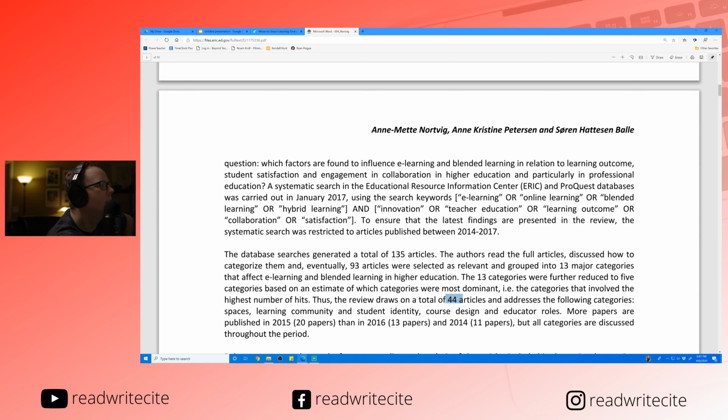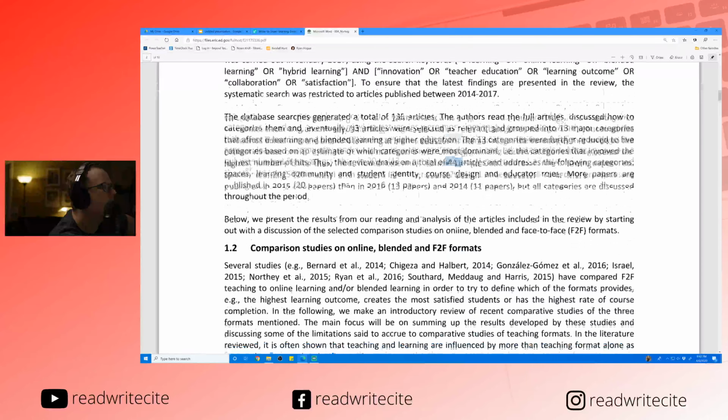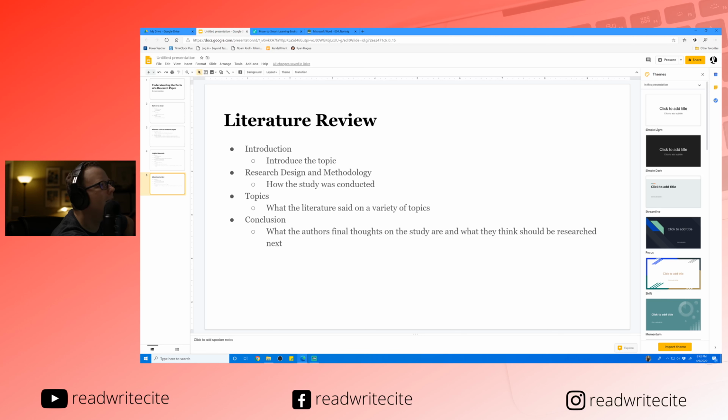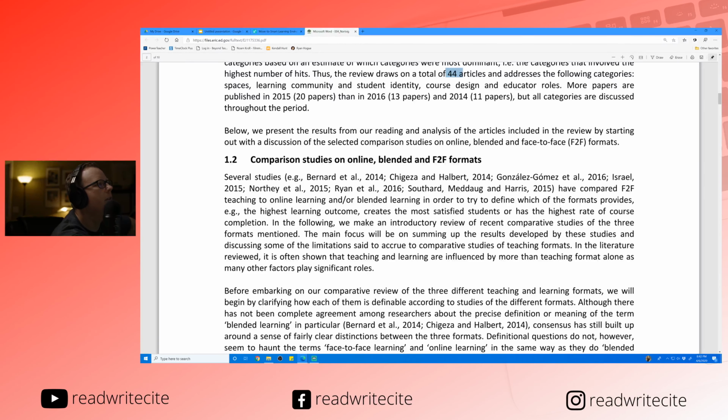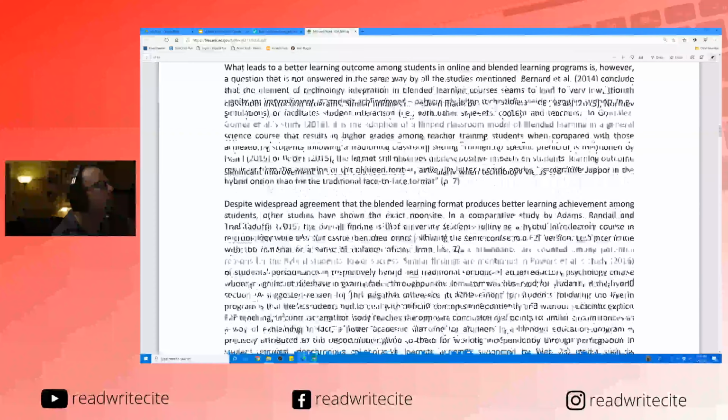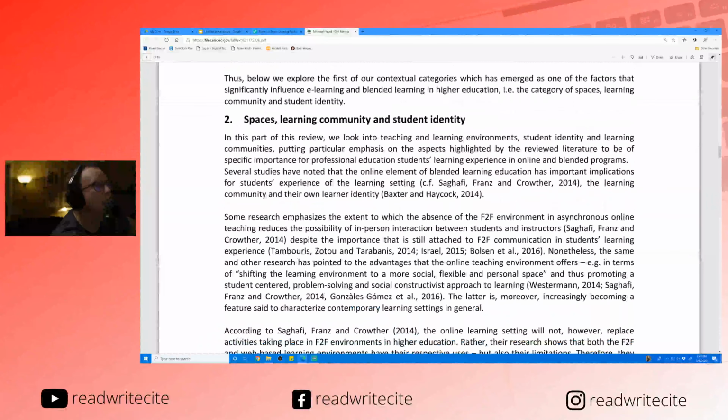Okay, and then they break it down by date. This was published, I think, 2019. Anyway, they say kind of the years that some of these were from. Then it has different sections. Like if we look here, you're going to see different topics that they organize their information by as they present it back to us so that it makes sense. So comparison studies of online, blended and F2F, means face-to-face, formats. So here's a section on those studies that they found. Then they have a section called Spaces, Learning Community and Student Identity. And then they have sources.